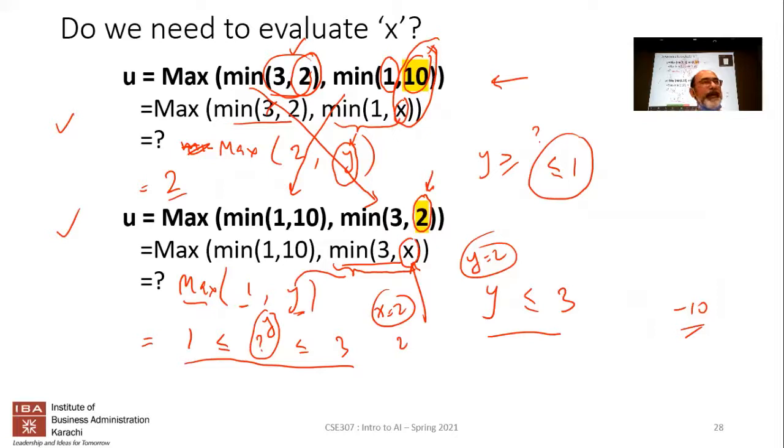Okay, but it becomes a bit difficult to create a general one. So you might want to think about, can you write an algorithm which will actually solve this problem so that parts of the tree will not be evaluated?